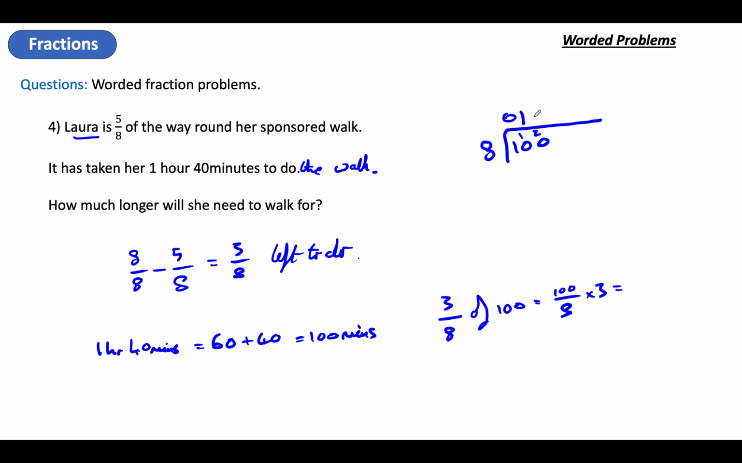8's into 20, well, that goes twice because 2 8's is 16, which means there are 4 left over. I'm going to carry the 4 across and put in the 0 as the placeholders. 8's into 40 goes 5 times. So there's 12.5 minutes. So that's 100 divided by 8, and I'm going to times that by 3, which is 37.5 minutes left to go, or 37 minutes, 30 seconds.